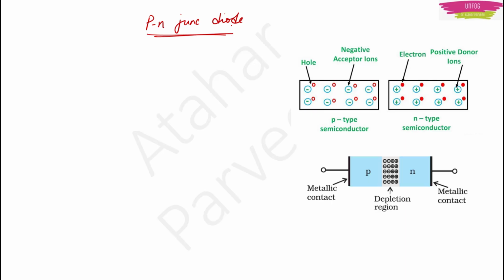Okay. If you put that p-type and n-type together, there is one layer between the p junction and n junction. That layer is known as the depletion layer, or that region is known as the depletion region.